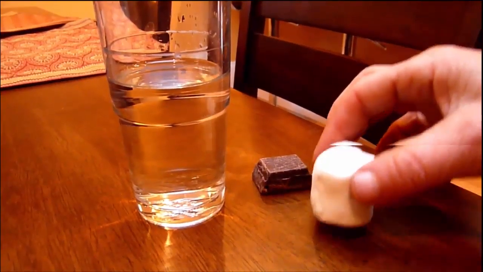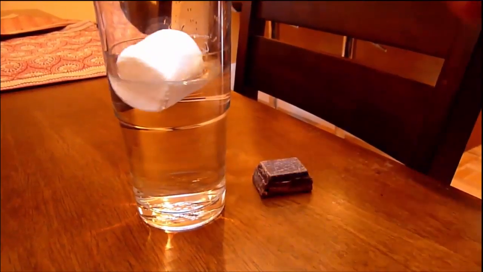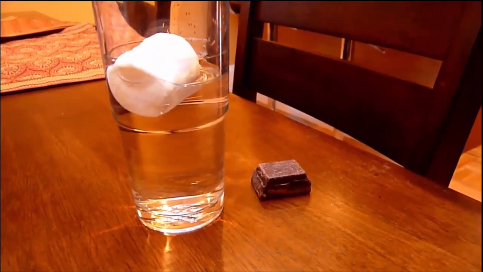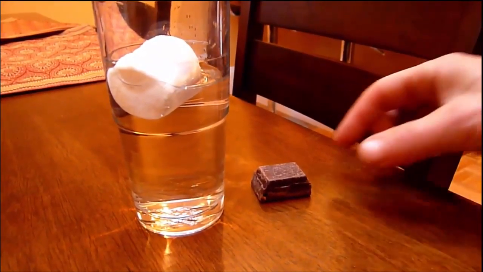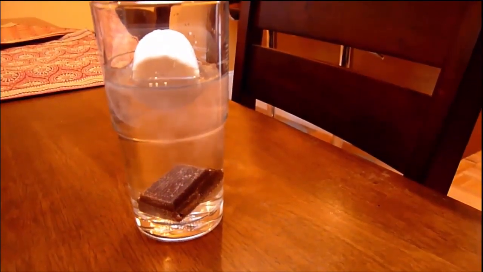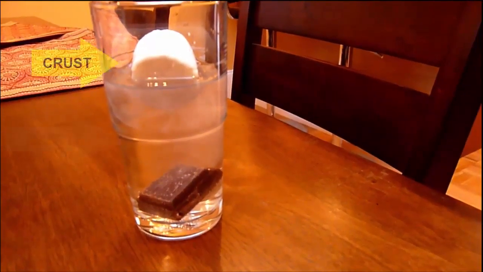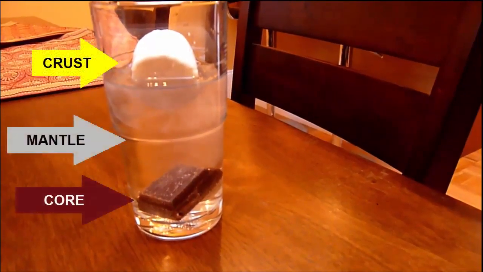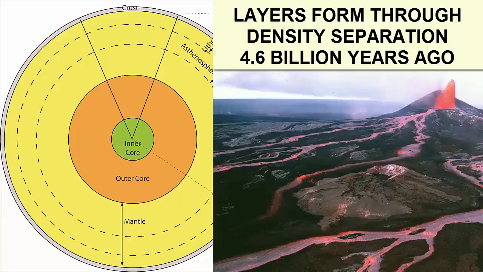A similar process happens when we put chocolate and marshmallows in water. The marshmallows are less dense and float on top. The chocolate is more dense and sinks to the bottom. The water sits in the middle. Through density separation, we form Earth's 3 compositional layers: the crust, the mantle, and the core. When did that happen? With early Earth mostly molten, it would have all happened within a few million years at most, so basically concurrent with Earth's formation, 4.6 billion years ago.